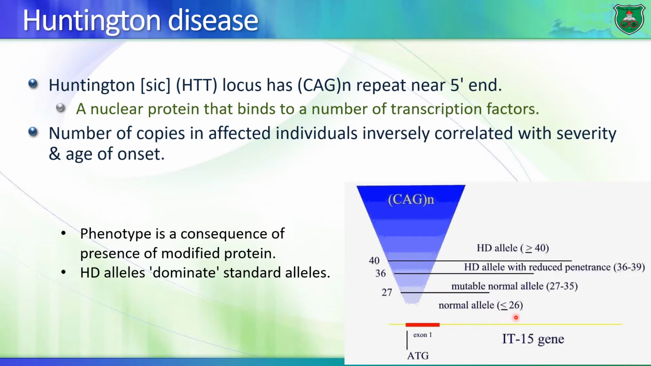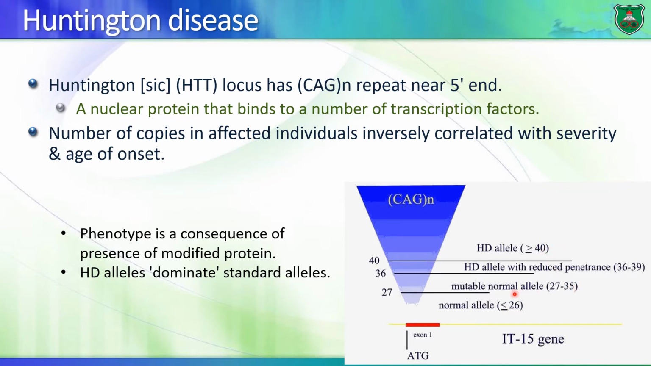Now, normally, individuals would have up to about 26 of these CAG repeats. Okay? Now, notice that affected individuals having a severe disease would have more than 40 of these repeats. But a person might have reduced penetrance if they have a smaller number of repeats. So higher than normal, but lower than when a person is fully affected by that disease.